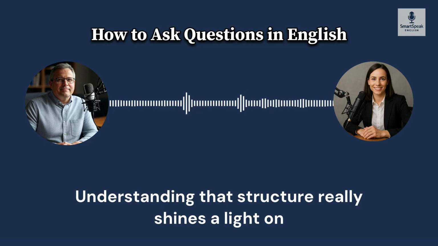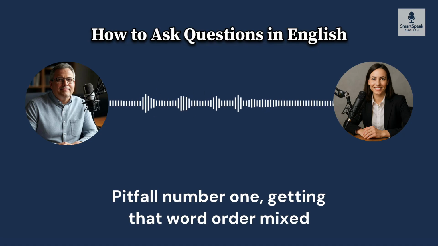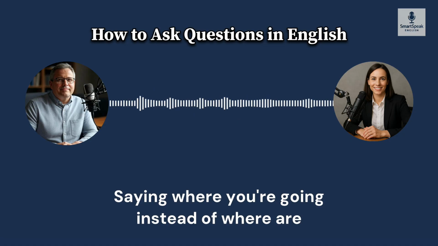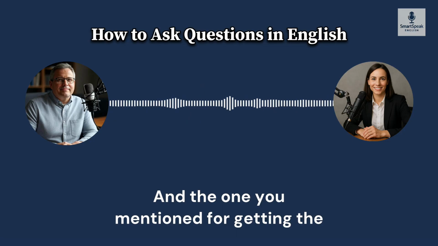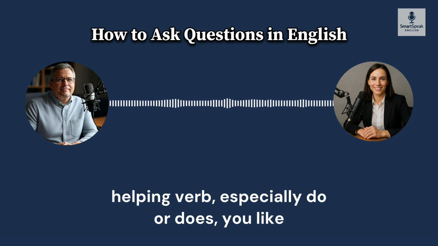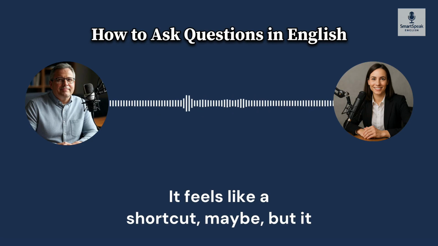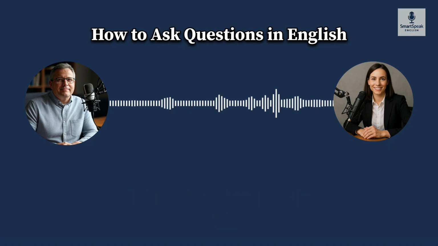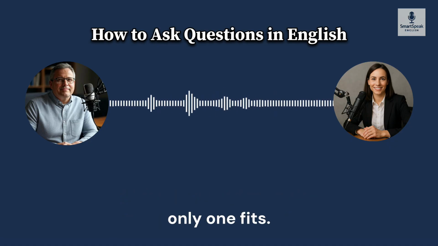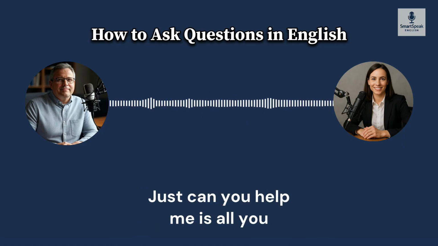Understanding that structure really shines a light on the common mistakes people make. Oh, definitely. Pitfall number one, getting that word order mixed up. Saying where you're going instead of where are you going. It just sounds off. And the one you mentioned, forgetting the helping verb, especially do or does. You like this movie? It's super common. It feels like a shortcut, maybe, but it breaks that fundamental question structure. What else trips people up? Sometimes trying to use two helping verbs when only one fits, like can you help me? Right. Can is already the helping verb there. Exactly. Just can you help me is all you need.